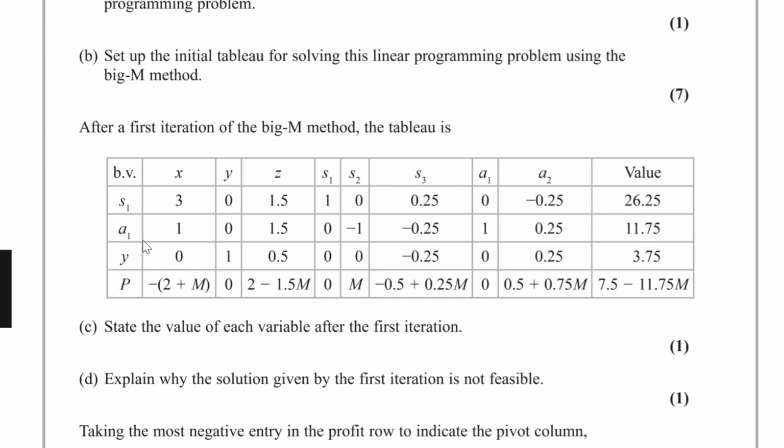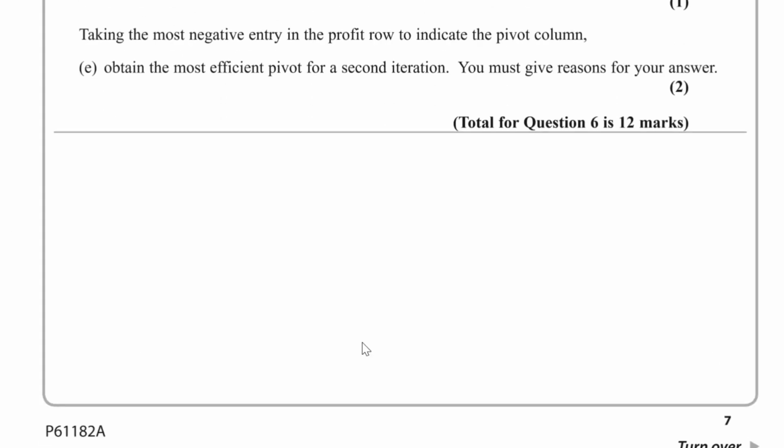For part C, after a first iteration of the big M method, we've got this table over here. We have to state the value of each variable after the first iteration. That's quite straightforward.